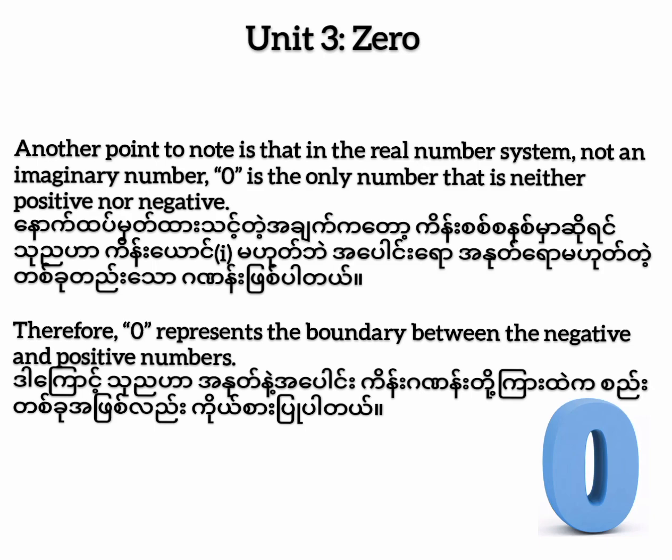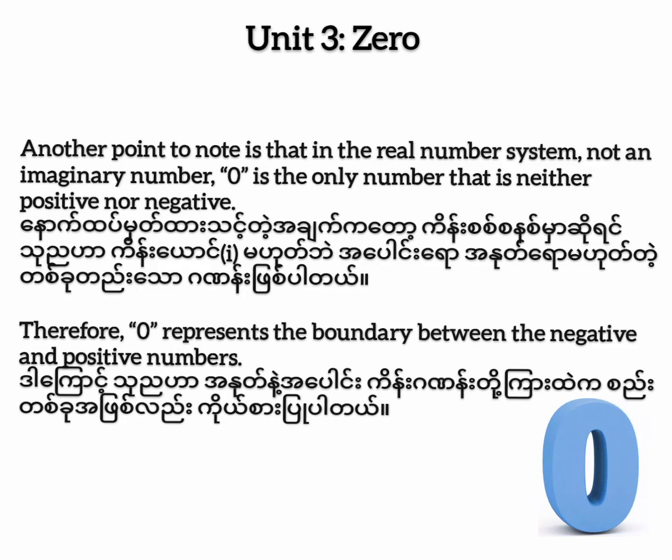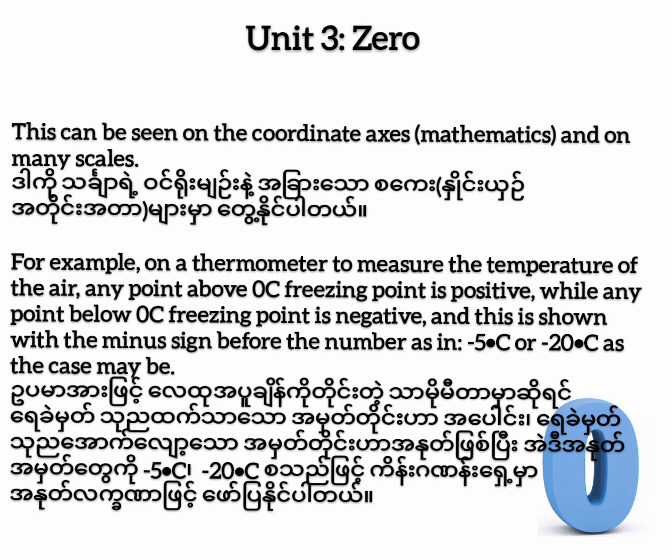Another point to note is that in the real number system, not an imaginary number, 0 is the only number that is neither positive nor negative. Therefore, 0 represents the boundary between the negative and positive numbers. This can be seen on the coordinate axis and on many scales. For example, on a thermometer to measure the temperature of the air, any point above 0°C freezing point is positive, while any point below 0°C freezing point is negative.